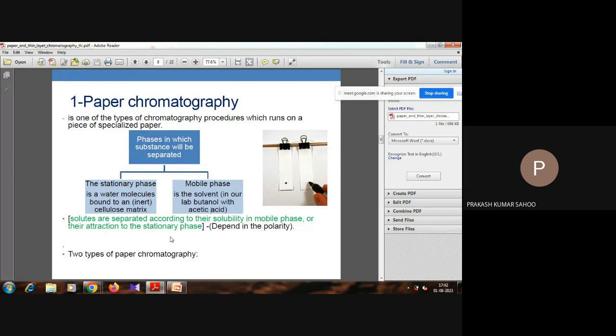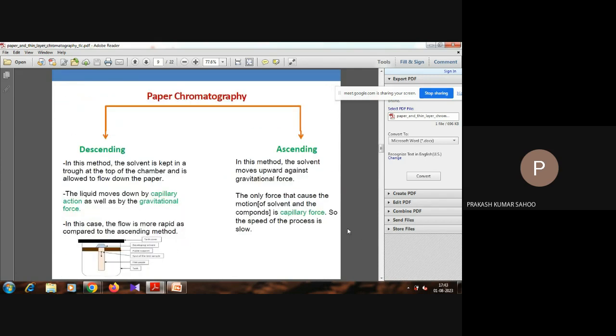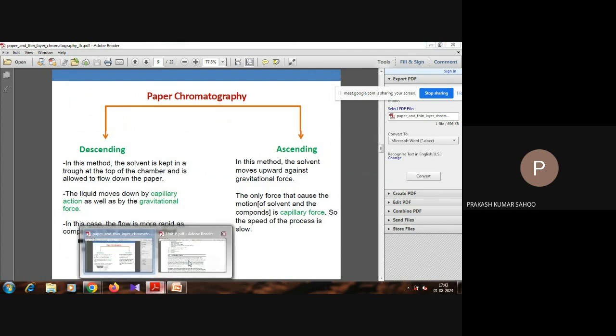The interaction between the component and the stationary phase depends on the polarity. If the component has higher polarity, then it will be at the lower end. And if it has lesser polarity, then it will be at the upper end. Then we have paper chromatography of two types, ascending and descending. Before going to this part, let's have our PDF.